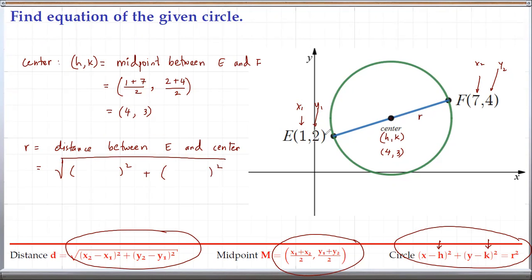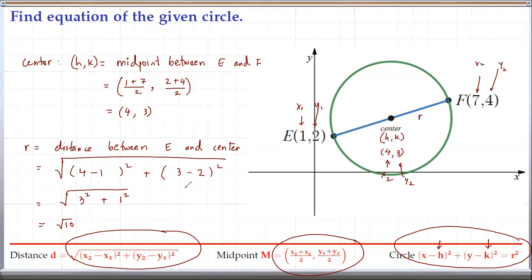So we can consider 1, 2 to be x1, y1. And this time we can consider these to be x2, y2. So we have 4 minus 1 squared, and we have 3 minus 2 squared. So this becomes 3 squared plus 1 squared. So this will become the square root of 10. So this is the radius.